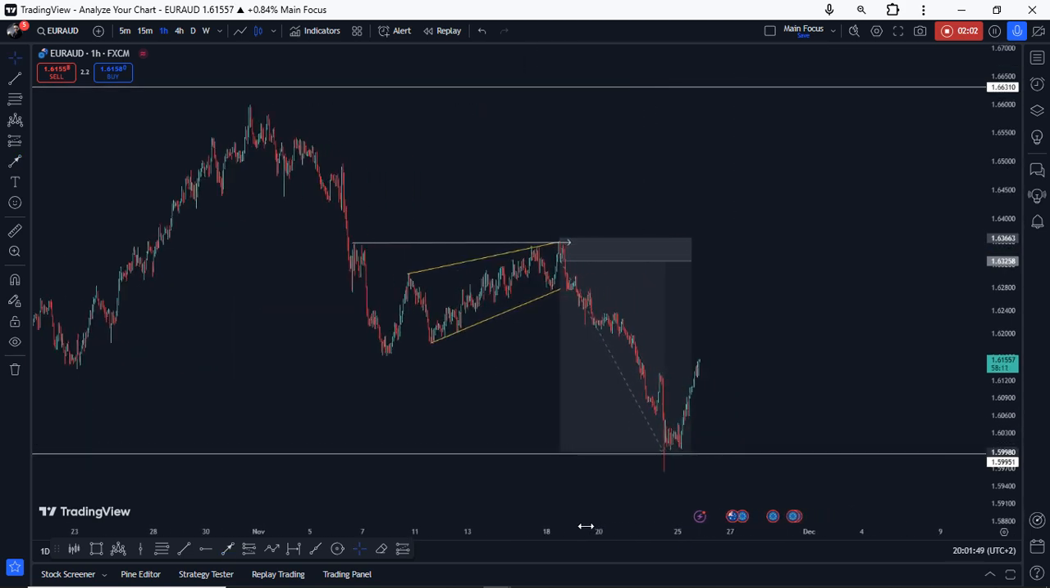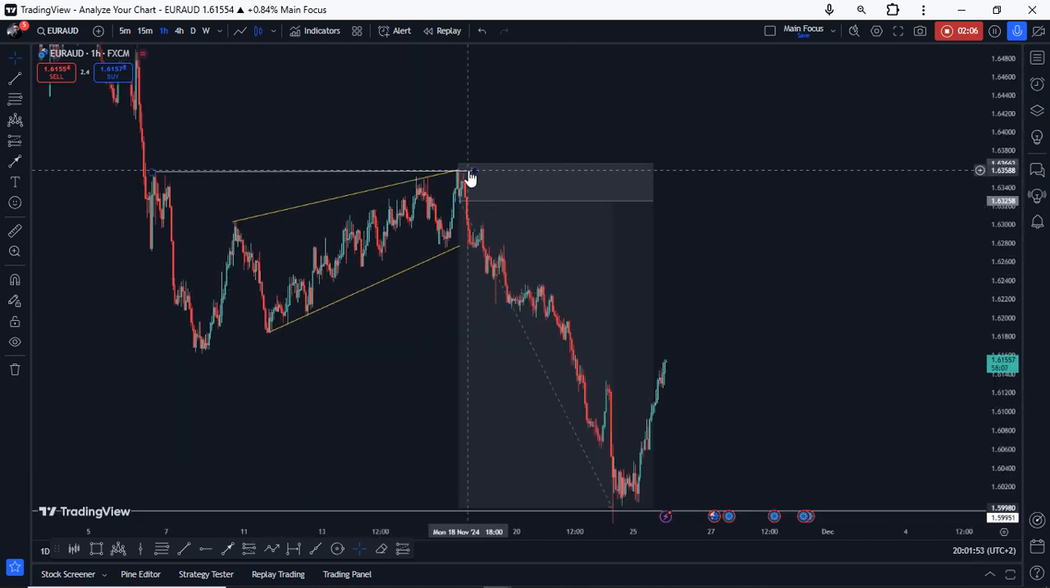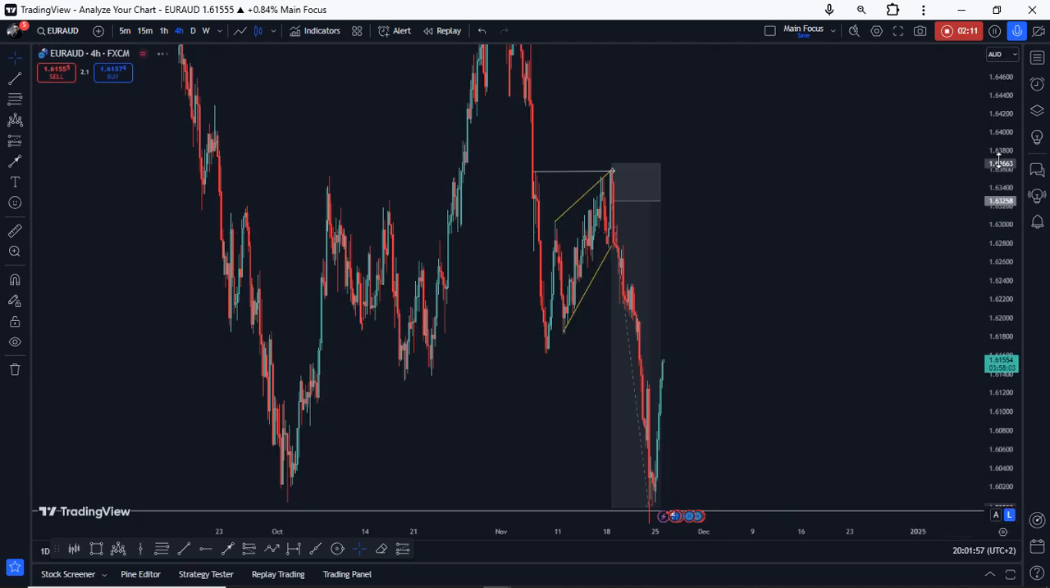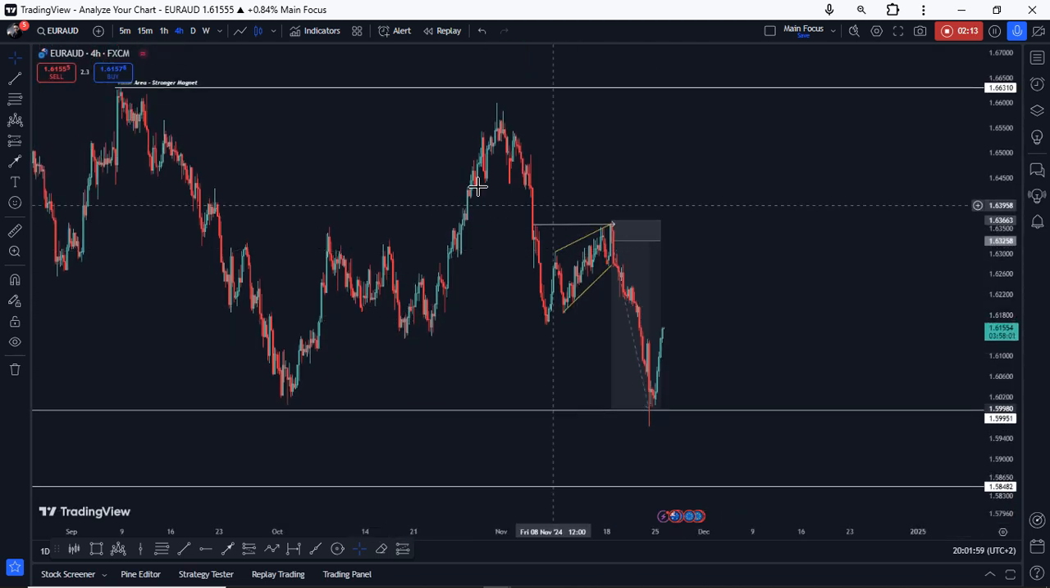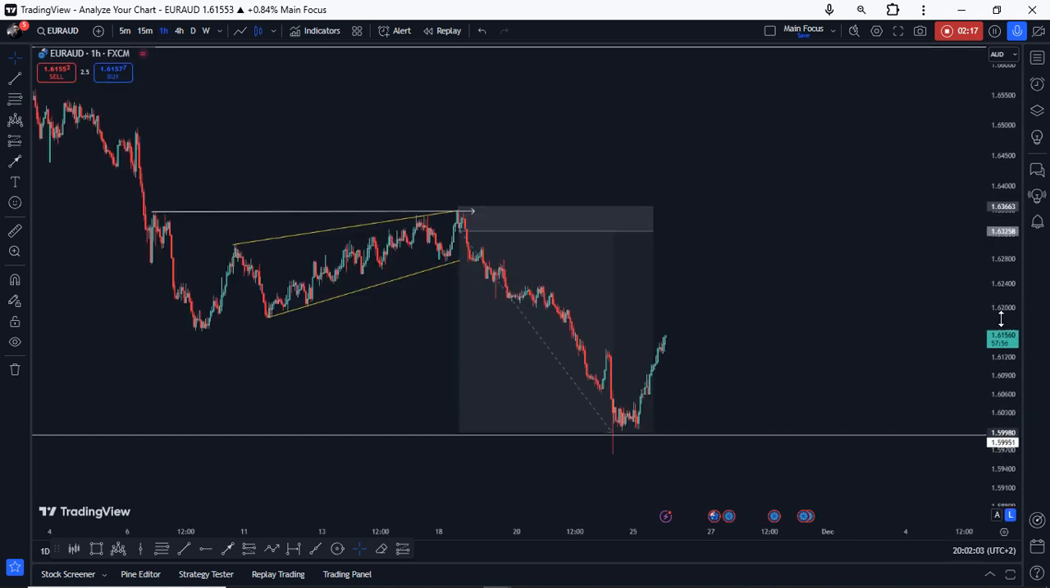So I took this as a risk entry. Reason why is because I've got a 1 2 3 and I've got a hook point, and on H4 I see a head and shoulder. Okay, so that was too much confluence for me.